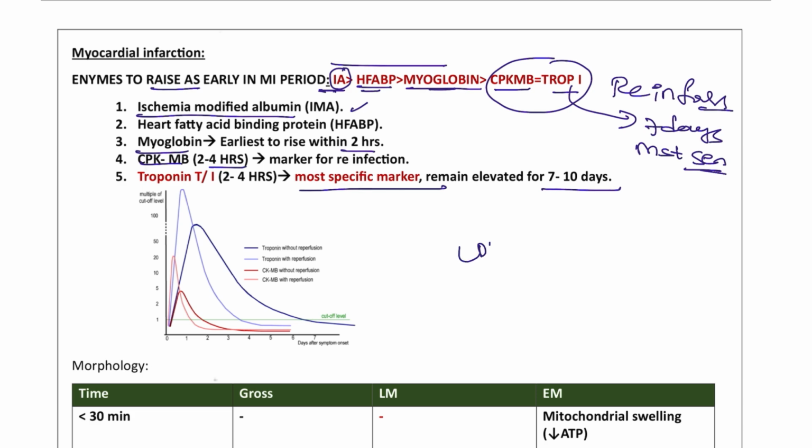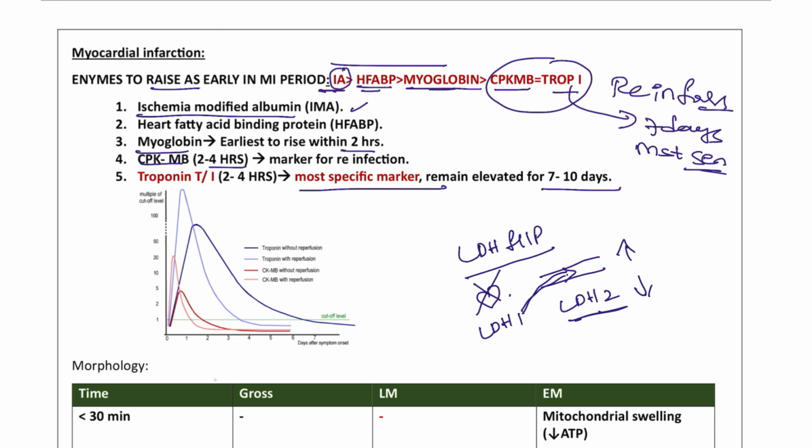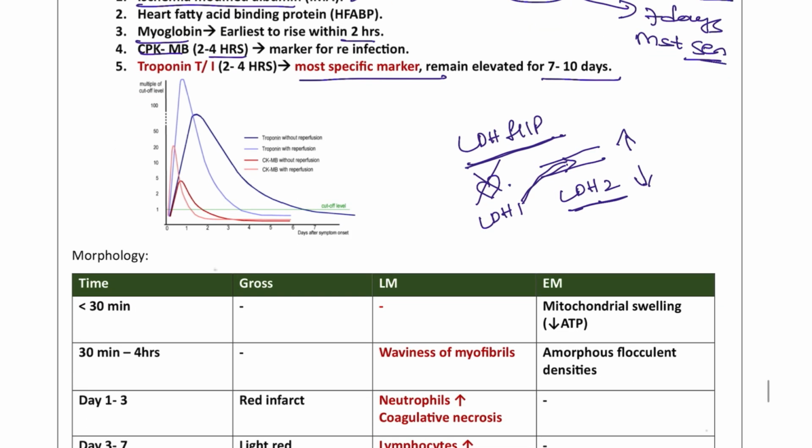Here we also have to emphasize the LDH flip. What is meant by this LDH flip? In the heart we have LDH1, and in the blood vessels we have LDH2. Whenever there is a myocardial infarction, LDH2 levels will be decreased and LDH1 will be increased due to leakage into the circulation. This is called the LDH flip.